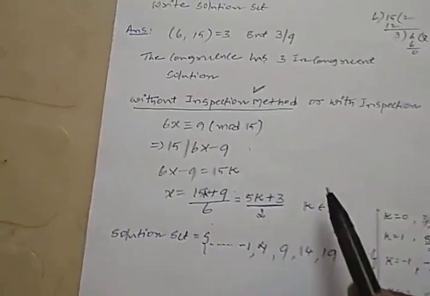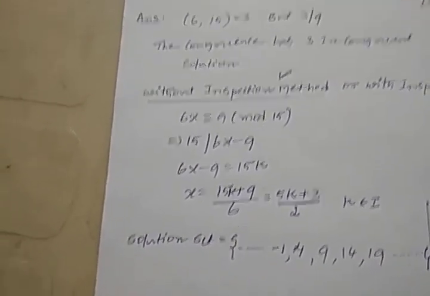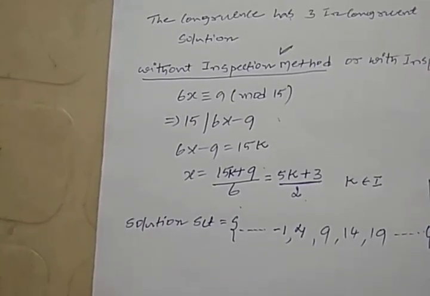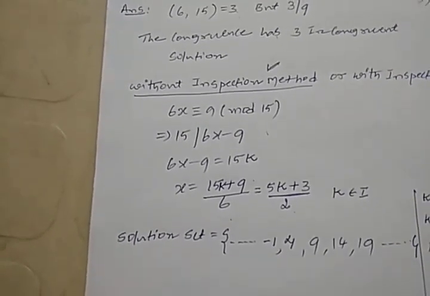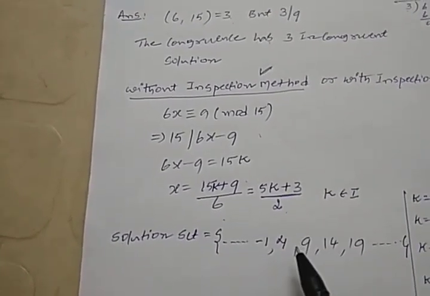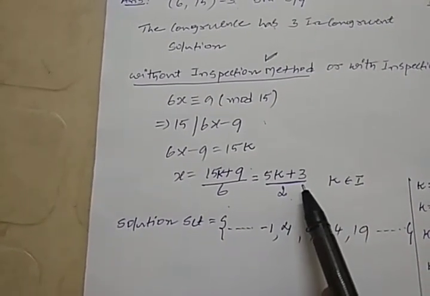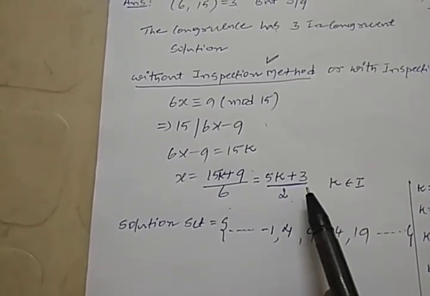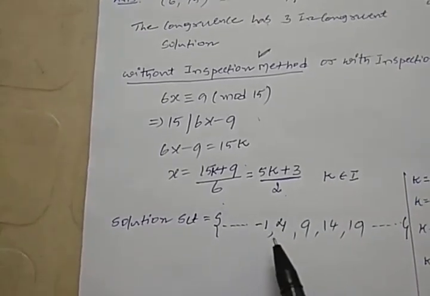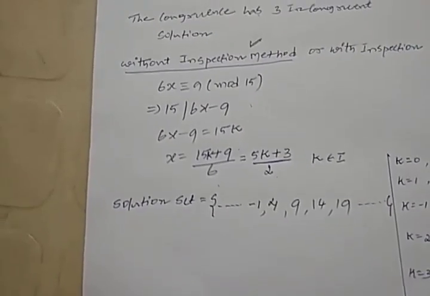As I said, k belongs to the integers. You replace k equal to 0, 1, minus 1, plus 2, minus 2, plus 3, minus 3, like this. After substituting, simplify and you will get integers. If you get fractions, reject them, because in number theory we are dealing with integers only. The solution set becomes minus 1, 4, 9, 14, like this. Okay, thank you.